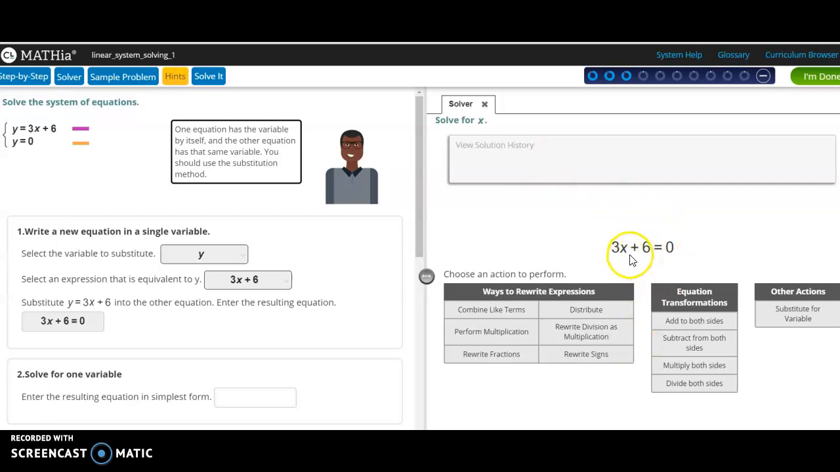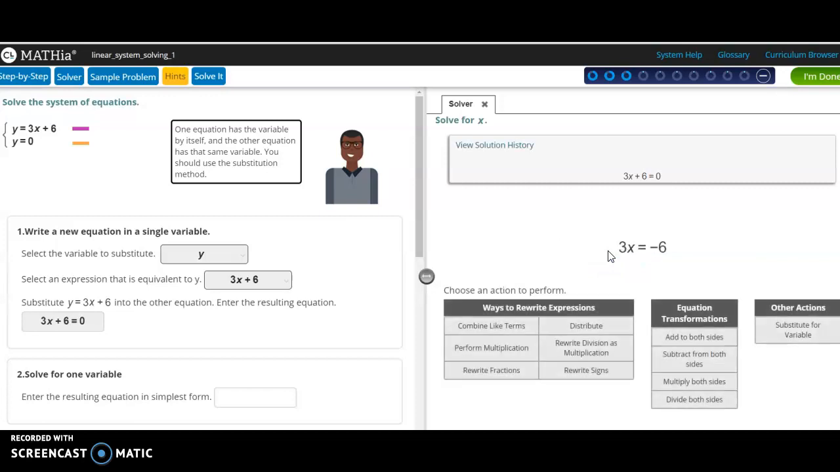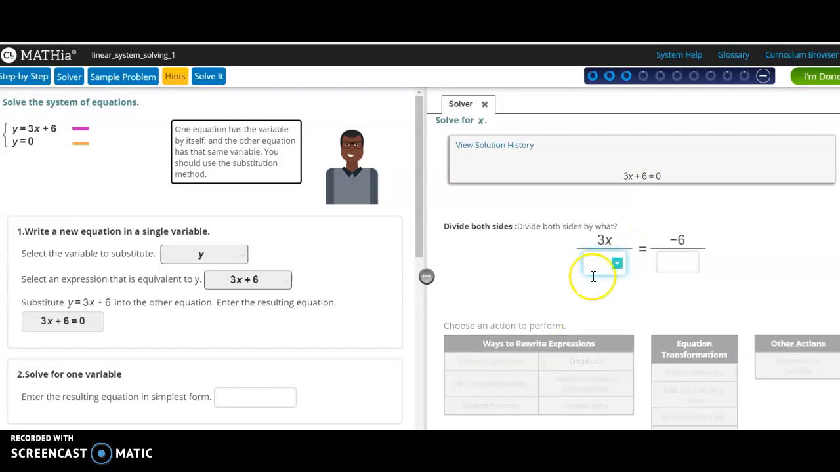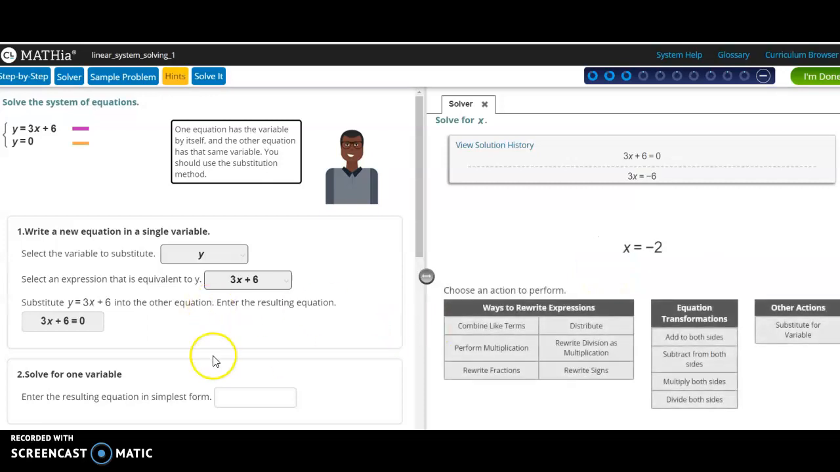So we need to solve for x. The first thing I would do would be to balance, subtract 6 from both sides. And then I want to divide both sides by 3. Oops. There we go. We have our first unknown. So x is going to equal -2.